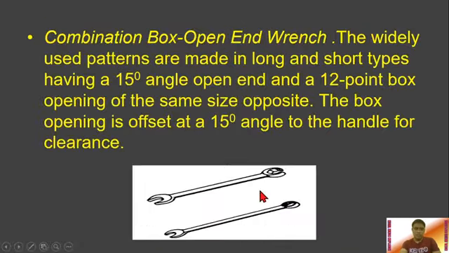Okay, then we have the combination box and open-end wrench. So these are widely used patterns, made in long and short types, having a 15-degree angle open end and a 12-point box opening of the same size on the opposite end. So the size of the opening is the same on both sides. The only difference is this one is open end, the other side is a box end. The box opening is offset at 15-degree angle to the handle for clearance. Okay, so the box has a 15-degree angle.